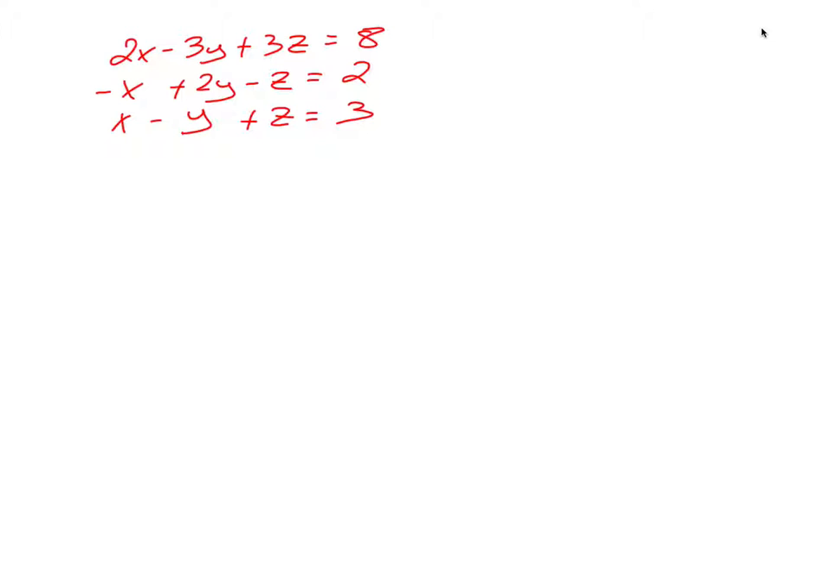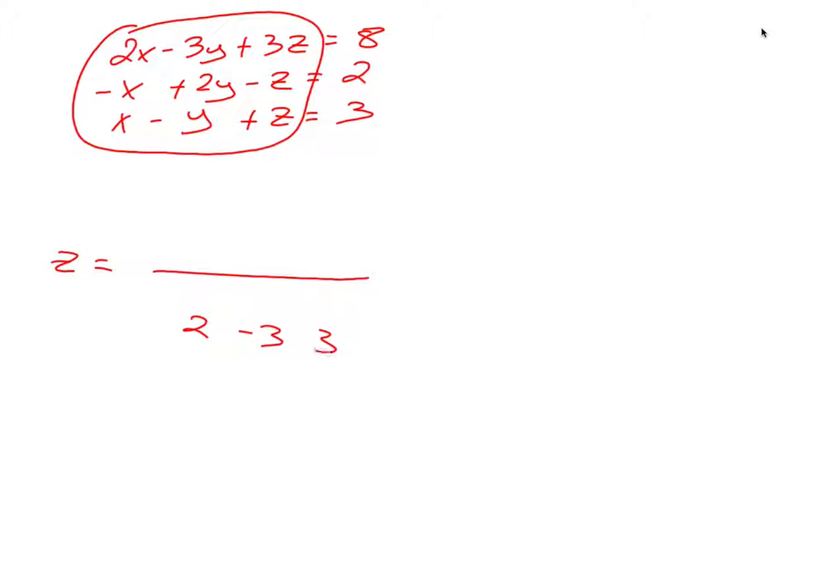Alright, what's the first thing I want to do? Declare what I want to solve for. It doesn't make a difference. Let's solve for z to mix it up. So the bottom has to be the matrix that is right here. I want those coefficients. So 2, negative 3, 3, negative 1, 2, negative 1, 1, negative 1, and 1.